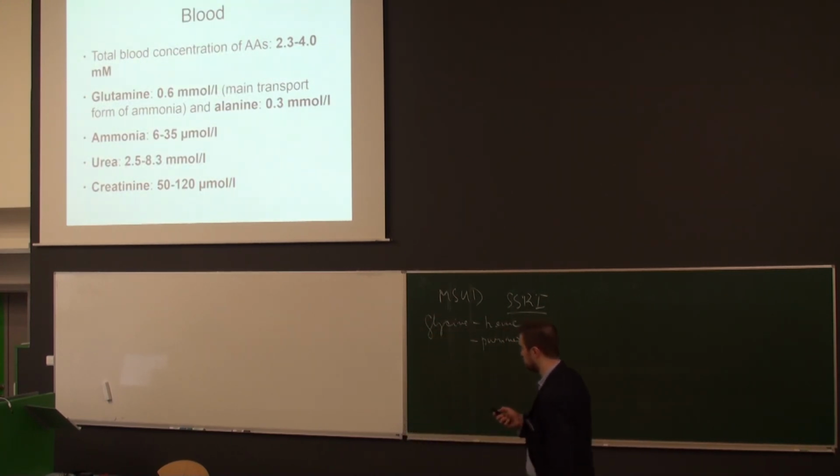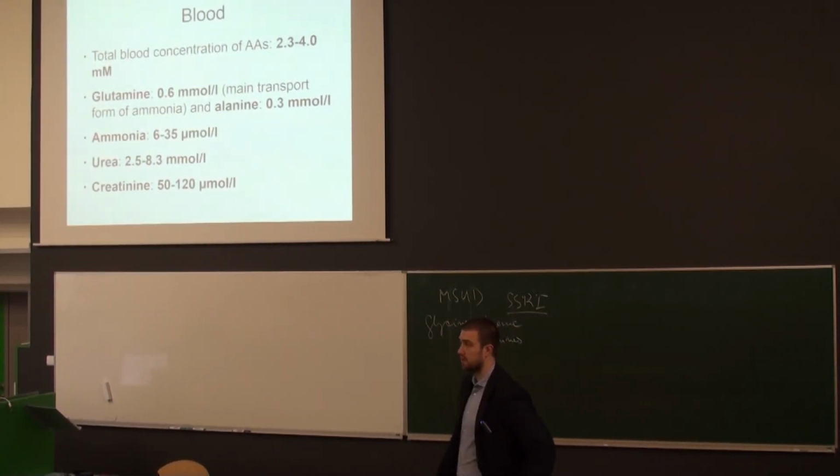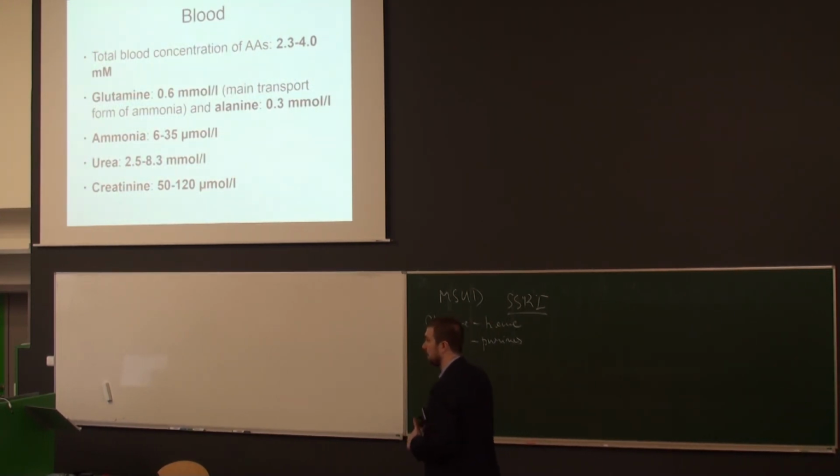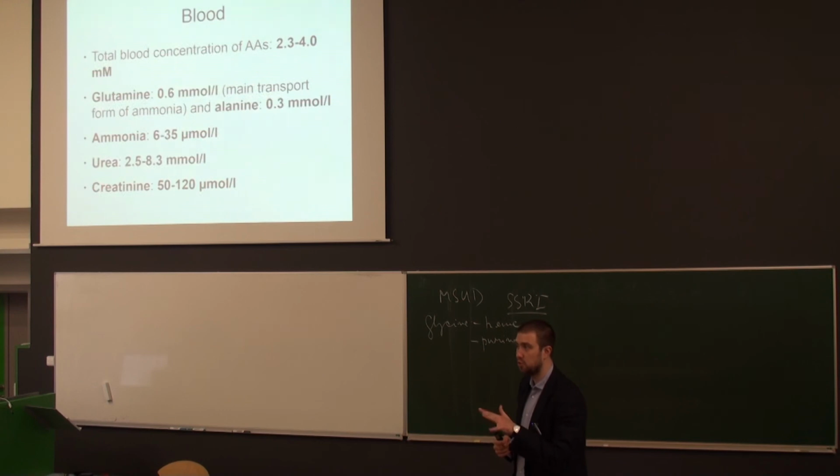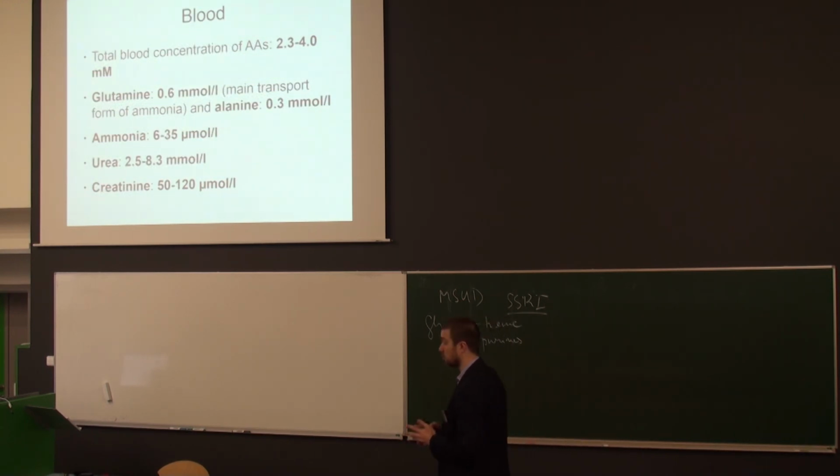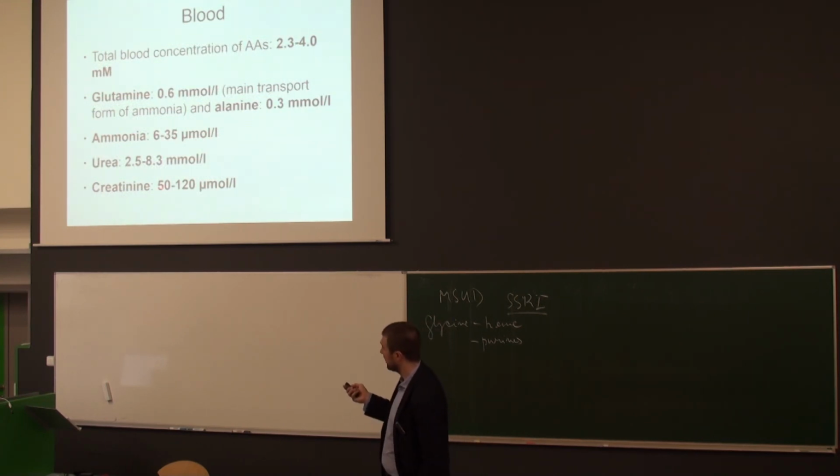And then you should know the concentration of 3 waste products that are typically transferred from your body to the kidneys for excretion. And that's ammonia, as you know, which has the lowest concentration since it's toxic. So the maximal value should be around 35-40 micromoles. Then you have creatinine that has a higher concentration.